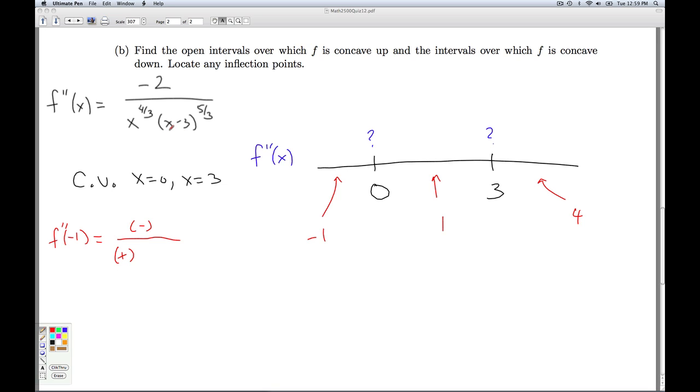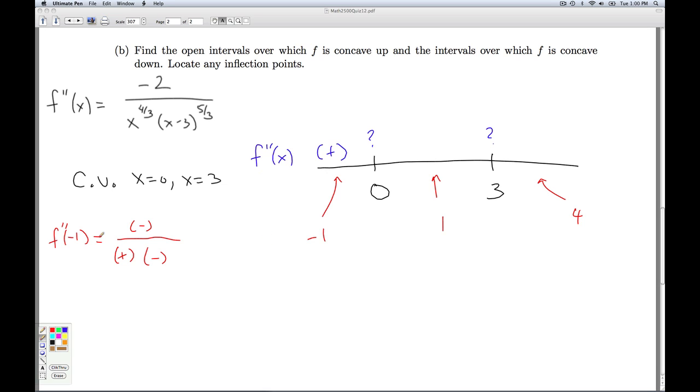This factor, if I plug -1 into it, I get a negative. The cube root of a negative is a negative. The fifth power of a negative is also a negative. So guess what? This gives me a negative down there. So the long and short of it is, I get a negative over a positive times a negative. That gives me a positive.